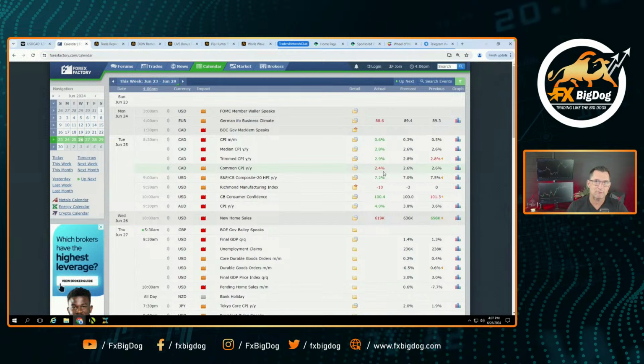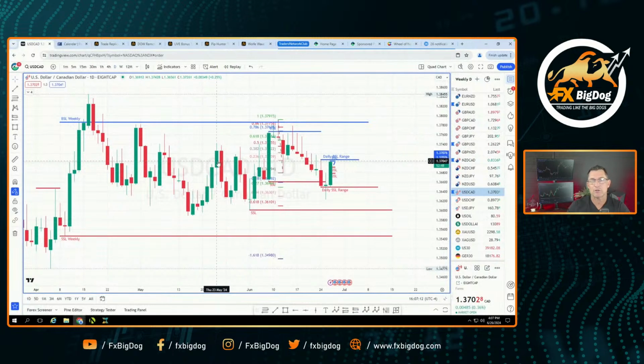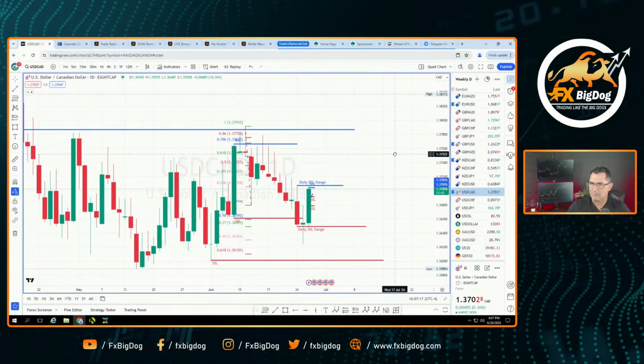After we saw the CPI numbers come out, we saw a little bit of a downside push, but the market pretty much sat at a level and turned around and headed back up north. This would mean that the Canadian dollar actually lost ground against the US dollar. If we go over here, this is the chart on the daily time frame, and we can see this nice little wick candle right here, indicating that the market's holding at support.